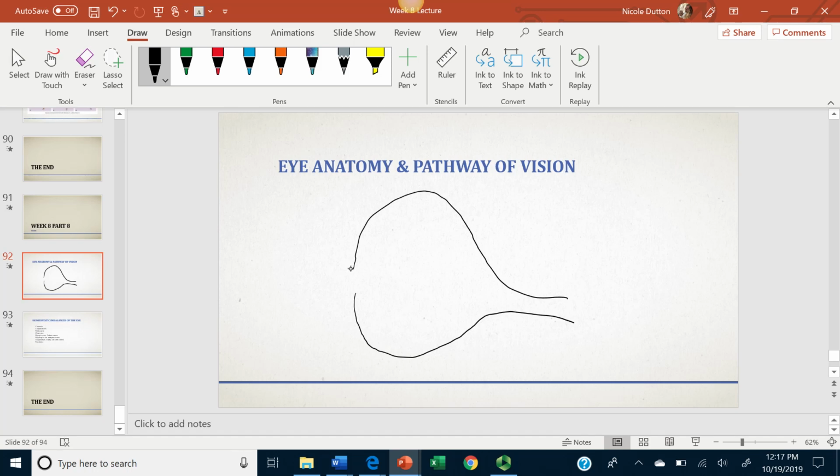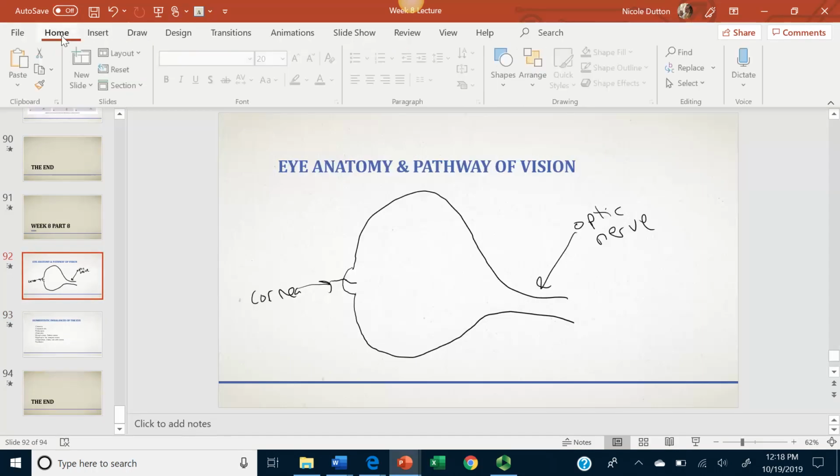We have this region in the front of the eye, known as the cornea. And in the back of the eye, we have the optic nerve. And that cornea is a thin, transparent membrane, and that's going to start our pathway of vision. So light is going to travel through the cornea, and it's going to enter into this anterior cavity.